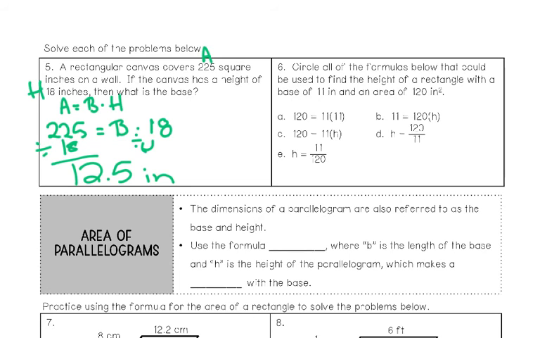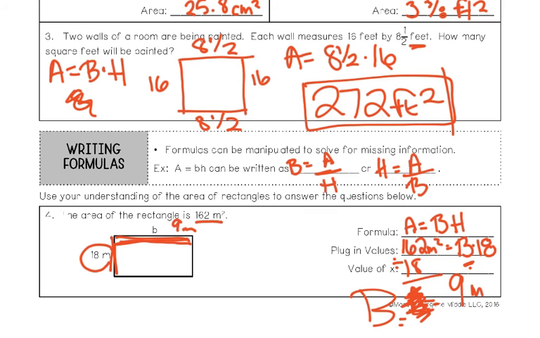Circle all the formulas below that could be used to find the height of a rectangle with a base of 11 inches and an area of 120 inches squared. So just go back to your basics. What are our formulas? You can go to your other screen, which is probably on your paper.